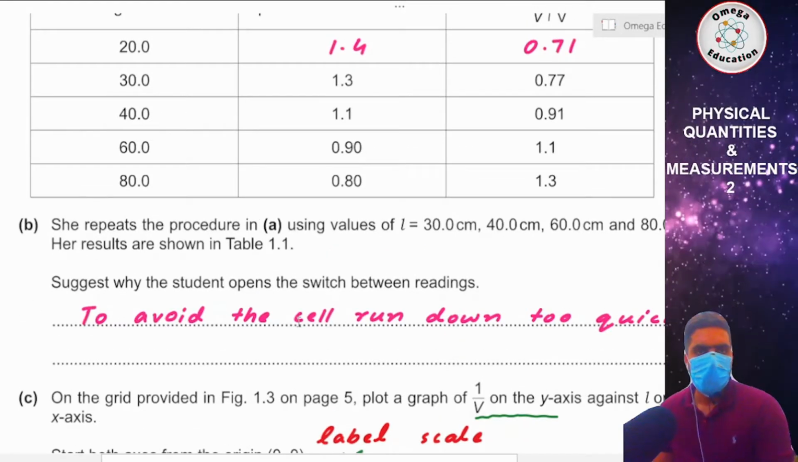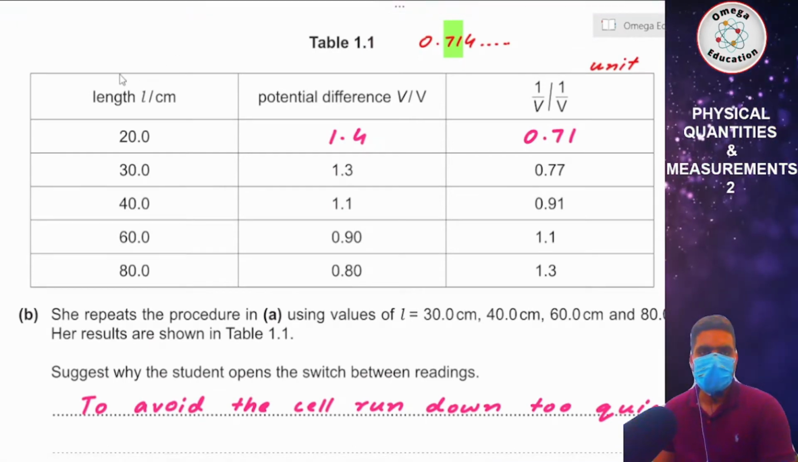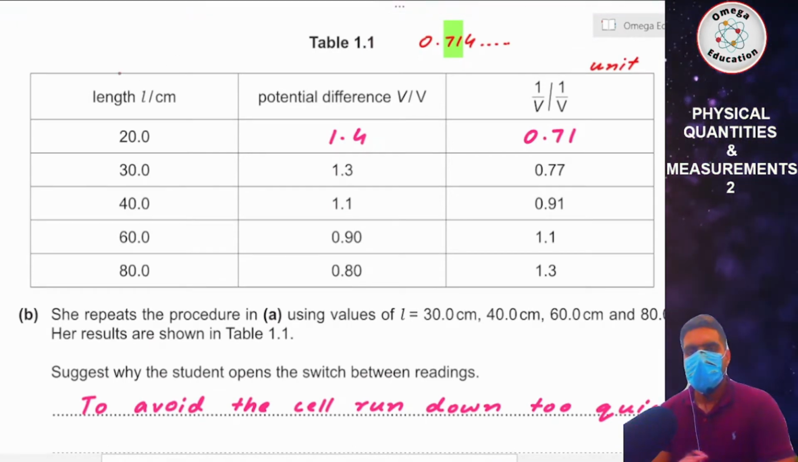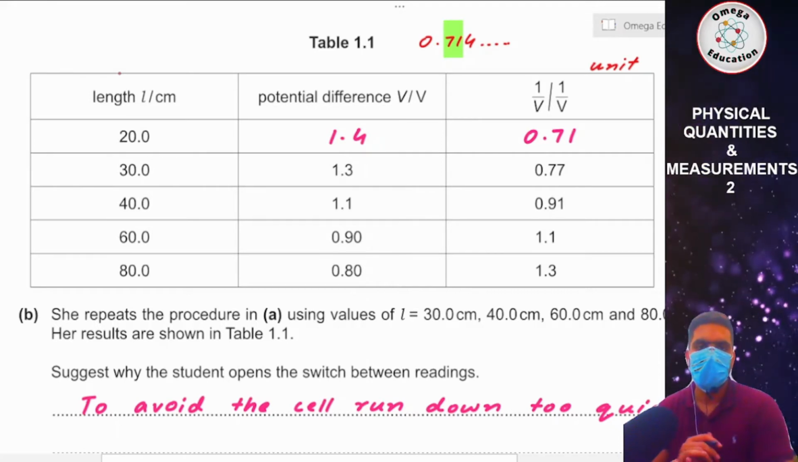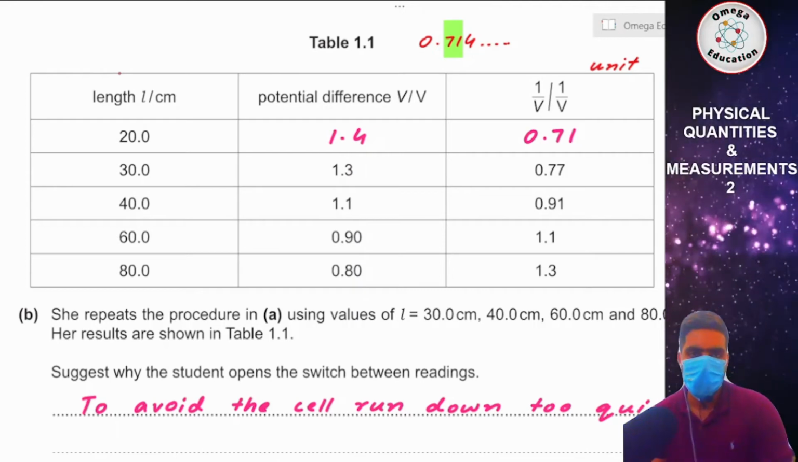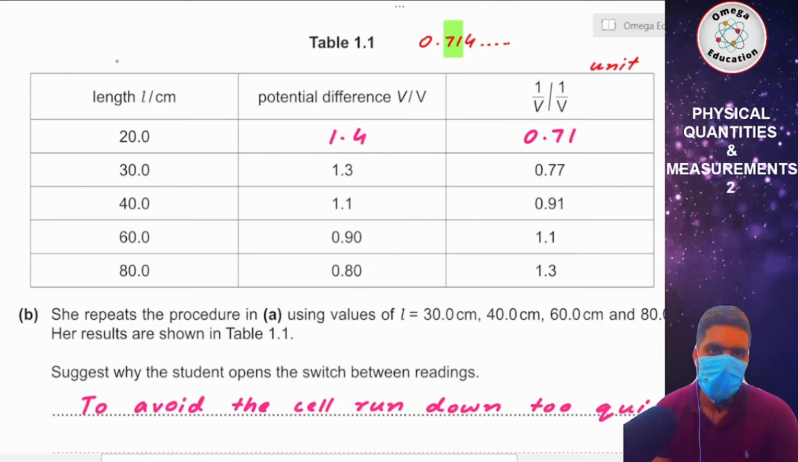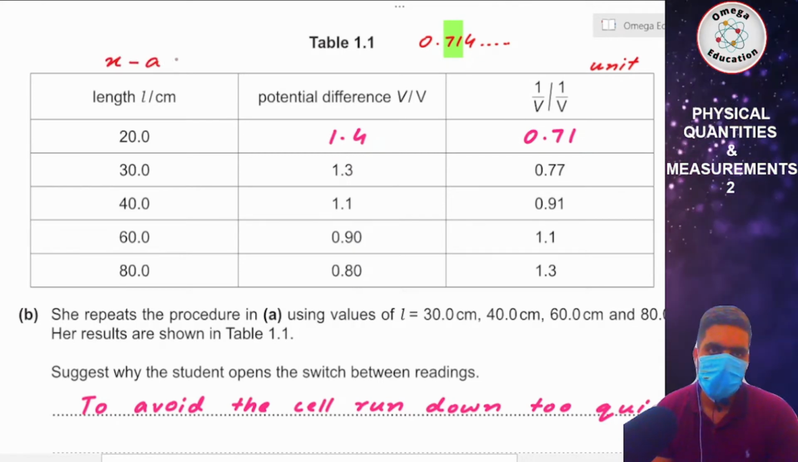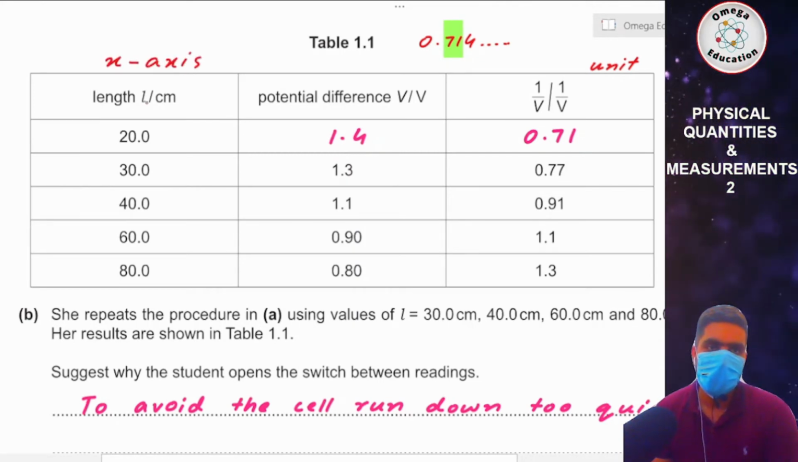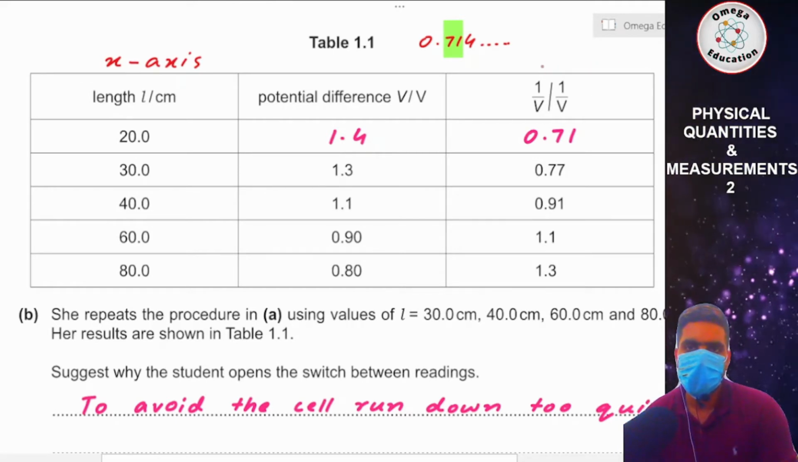The scaling is the most important step. You have to scale the axis so that it follows certain criteria. One of the criteria is at least 75% of the axis should be covered. So we had to label the x-axis. We had to represent length on the x-axis and this thing on the y-axis.